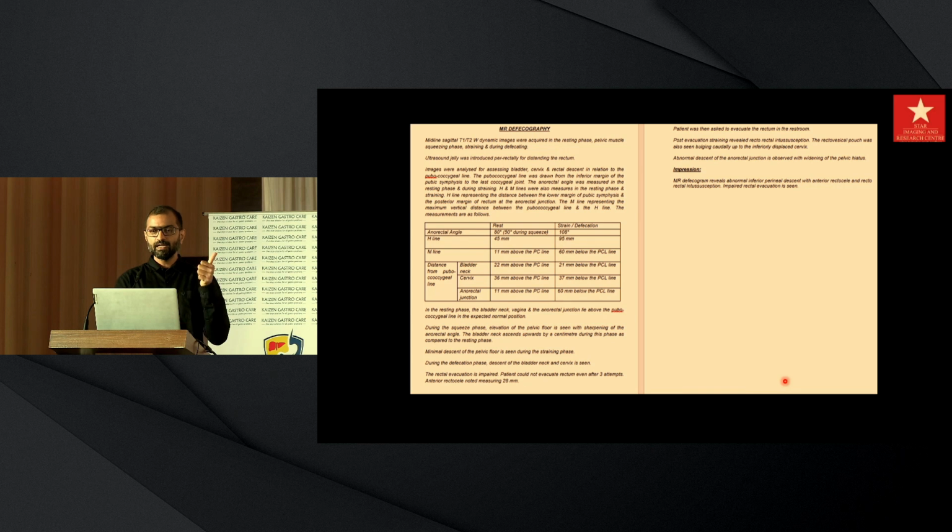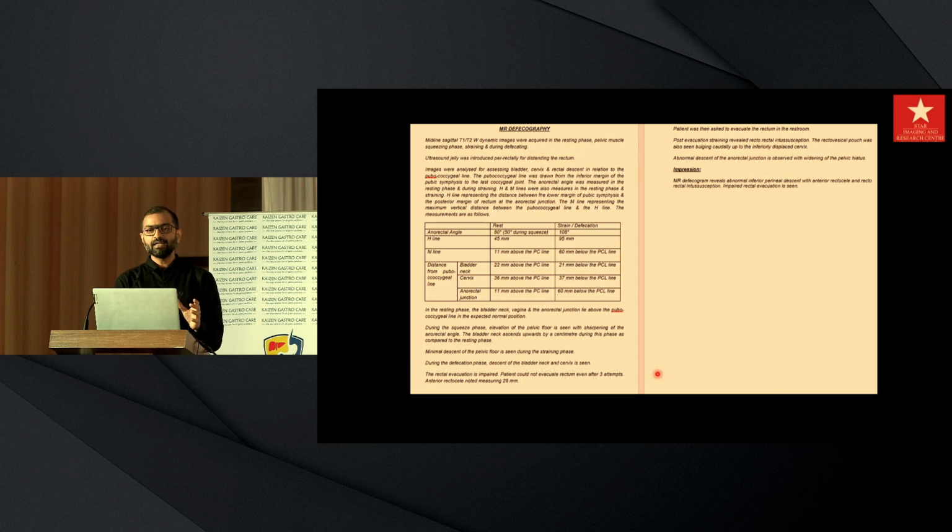I have already clarified what the PC line is. PC line corresponds to the pubococcygeal line, which is drawn from the inferior margin of the pubic symphysis to the last coccygeal articulation. It basically gives us a reference mark for the pelvic floor. The anorectal junction could lie above this or within 2 centimeters inferior to the PC line.